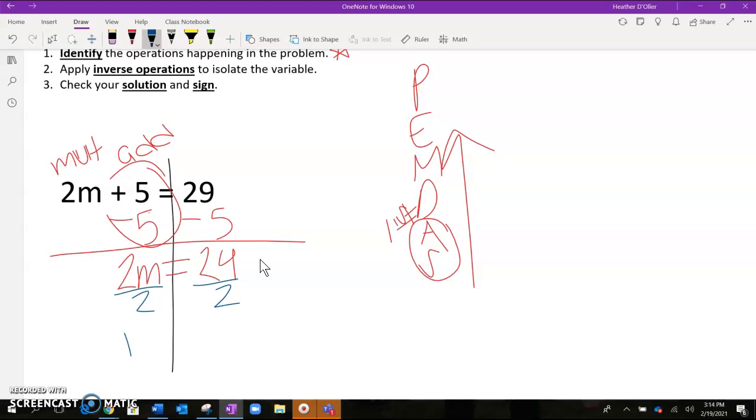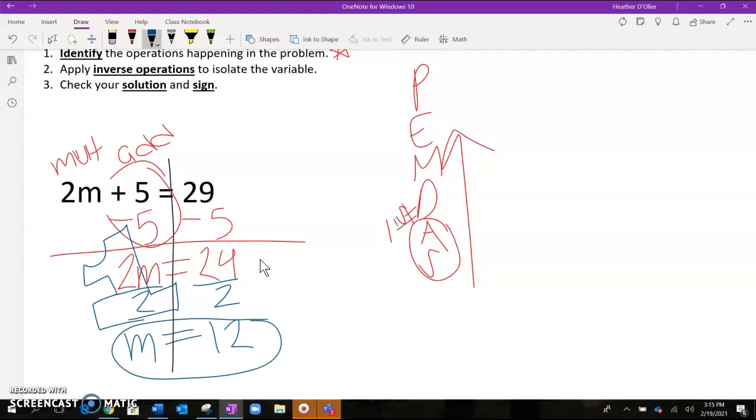So m equals, and I'm doing that because this is a 1. 2 divided by 2 equals 1. That's why now m is totally isolated. And 24 divided by 2, that's 12. So the answer to this problem is m equals 12.